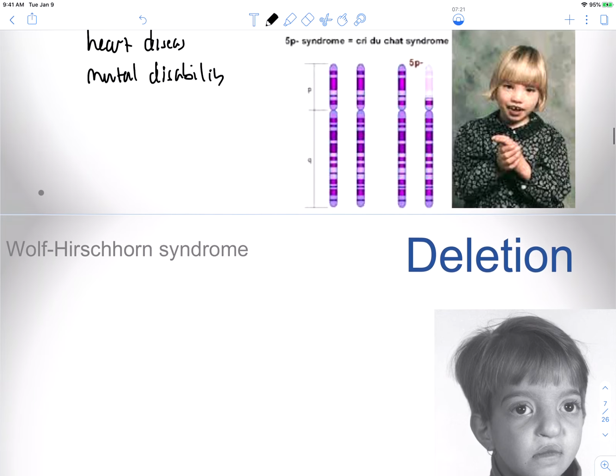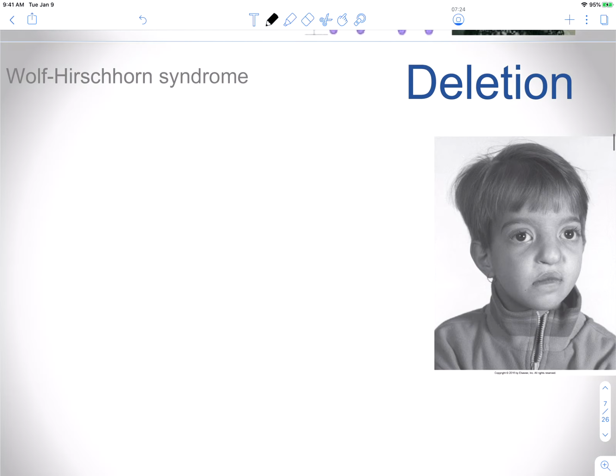Another deletion-associated disease is something called Wolf-Hirschhorn syndrome. This is the deletion of the short arm of chromosome 4.